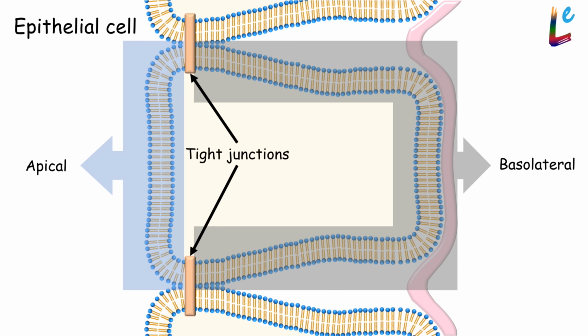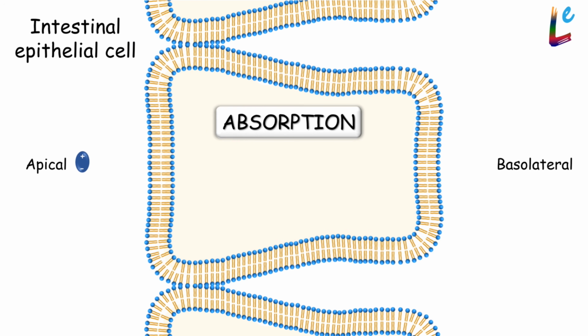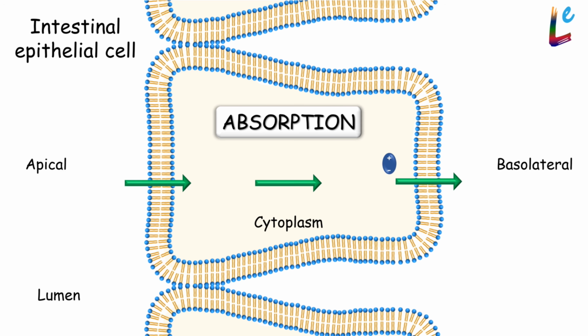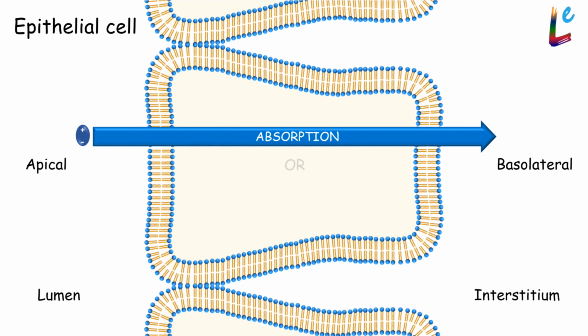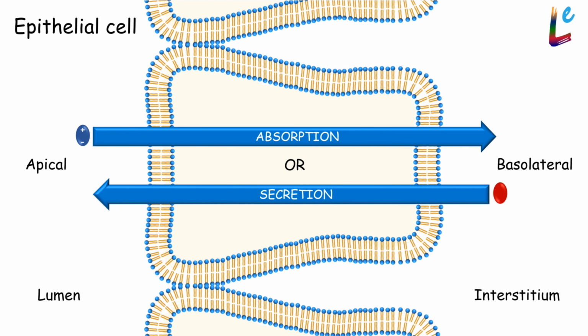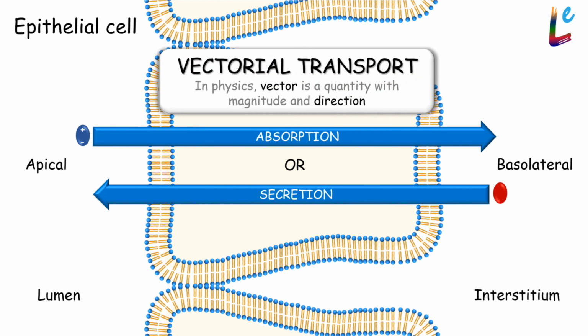Tight junctions. To be absorbed, a solute must move from the intestinal lumen across the apical membrane, traverse the cytoplasm, and finally cross the basolateral membrane to enter the interstitial space. Obviously, if another solute is to be secreted, movement must be in the opposite direction. This passage of the solute across the apical and basolateral membranes in one direction is termed vectorial transport.